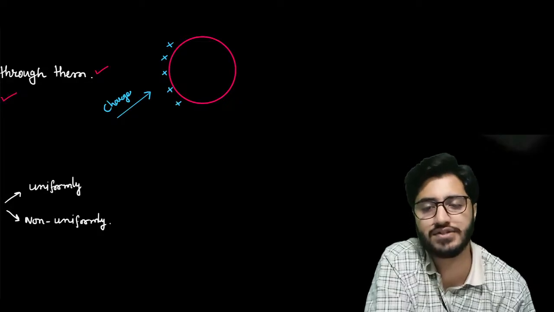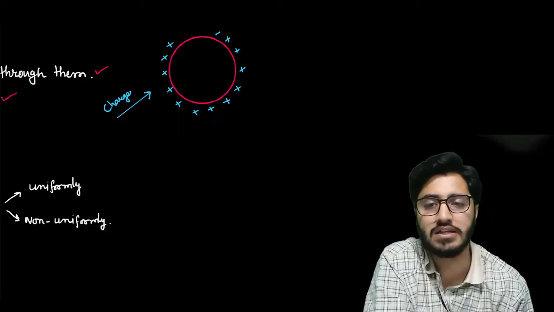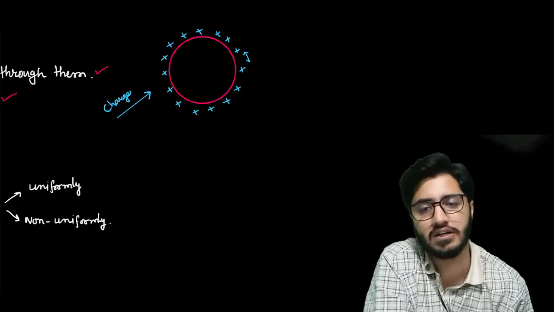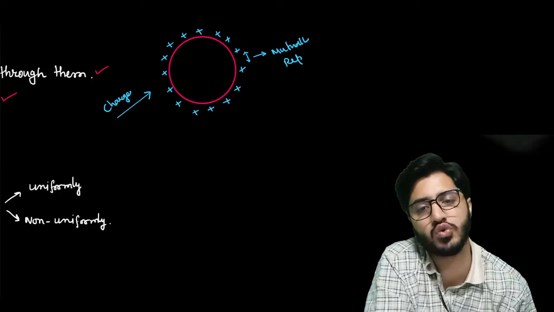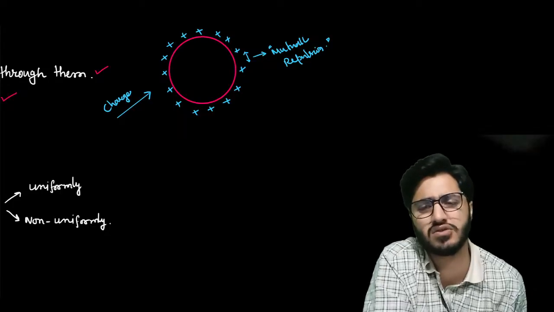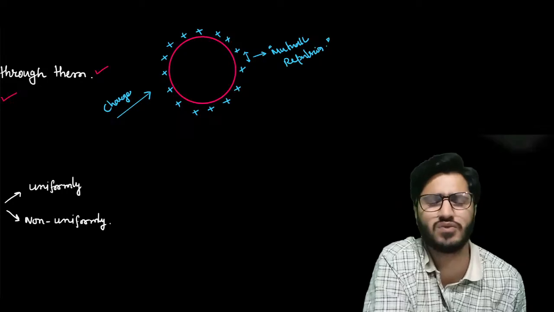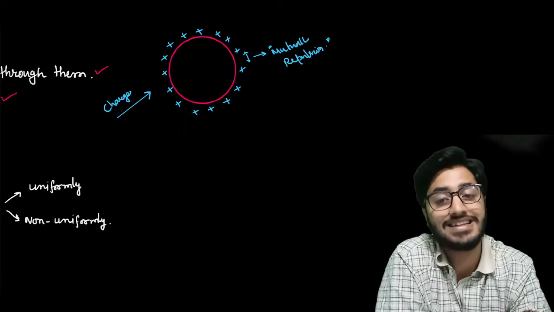So the charges on a conductor will be on the outer surface only. Why, sir? Just because of mutual repulsion between them, right? Charged particles will show mutual repulsion, due to which they will try to be on the surface only. There is one more criterion, that is to maintain the minimum potential energy, right? But here we are talking about the mutual repulsion only, because we have only done this property.